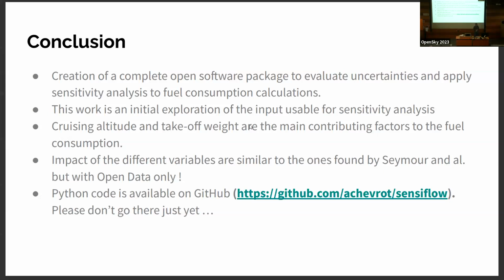The Python code is available on GitHub, but for now there's not even a README. I have to add the README to tell you exactly how to use it. But this works. I already put the datasets and the different figures that I got, and it's quite straightforward to install, so there shouldn't be any problem.